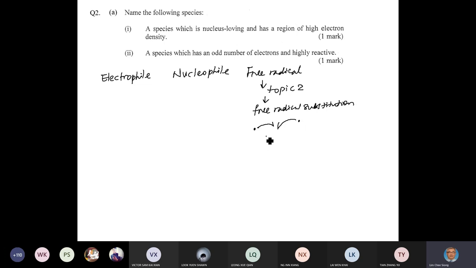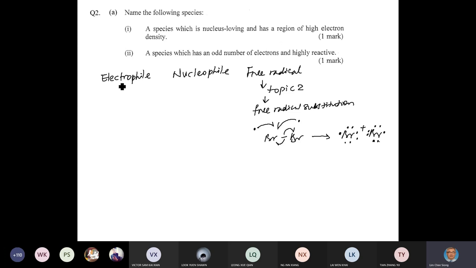For example, Br to the Br, they're splitting one to each other by the homolytic cleavage, so they are able to form Br with a single dot. Br with a single dot. If you want to draw another dot, no problem, but make sure that the number of electrons must be odd. This one I call free radical.